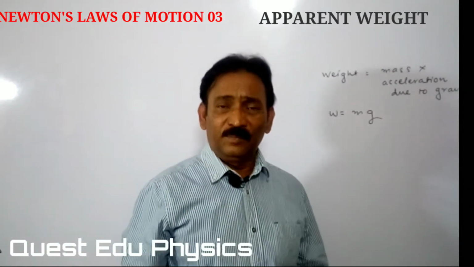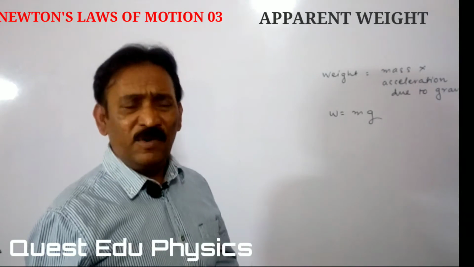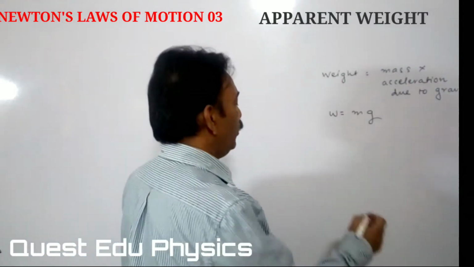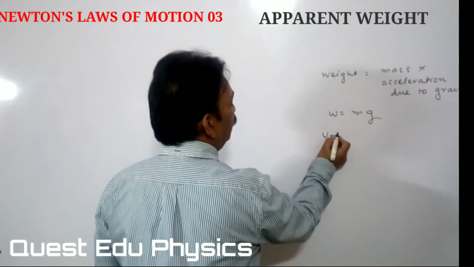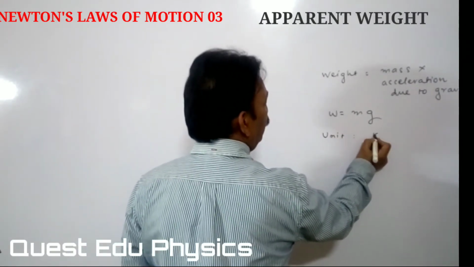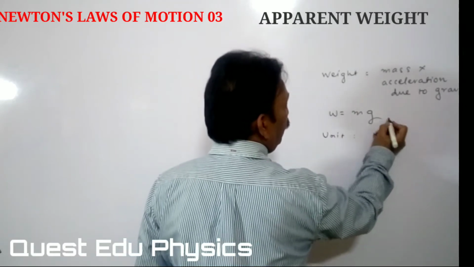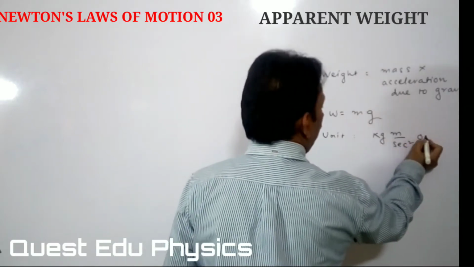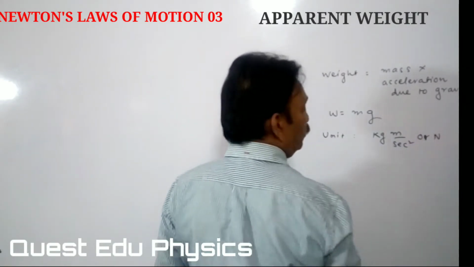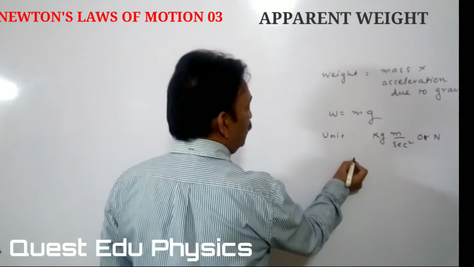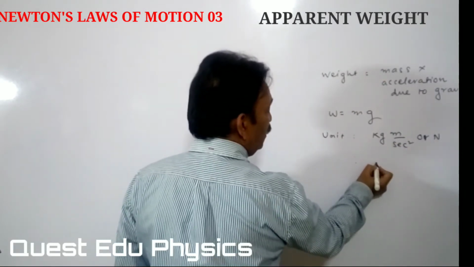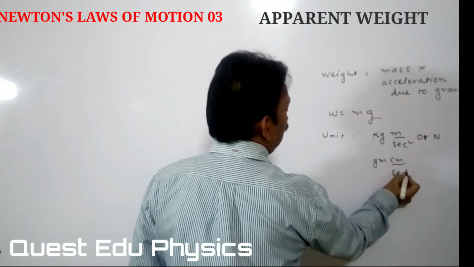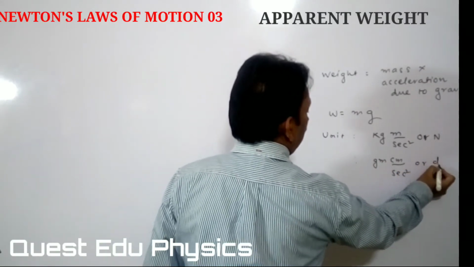Weight is a force, the gravitational force acting on a body. We have to write the units of this. Obviously, it is kilogram meter per second squared, or we call it the Newton. And it has the CGS unit of gram centimeter per second squared, or we call it the dyne.